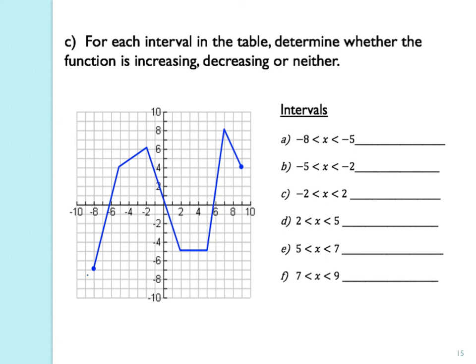So we increased first, then from -5 to -2, we increased again. From -2 to 2, which is here to here, we decreased. From 2 to about 5, we did neither. From 5 to about 7 we increased, and then the last part was decreasing.